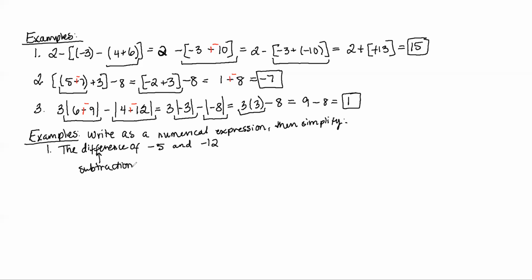But we're taking the difference of negative 5 and negative 12. So we're going to have negative 5 minus negative 12, keeping all those negatives. Then simplifying this, we're going to add the opposite. I'll rewrite this one because it's kind of messy. We have negative 5 plus 12. Remember that negative 5 keeps its negative. Opposite signs, so it's a positive here, and subtract and we get 7.